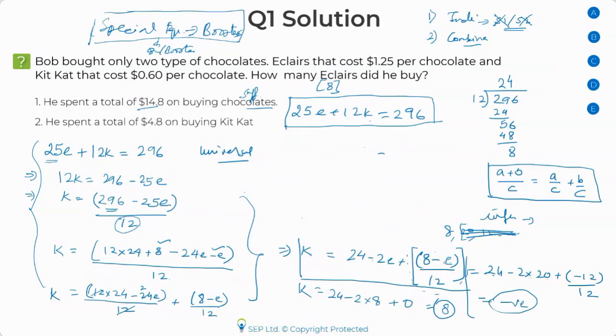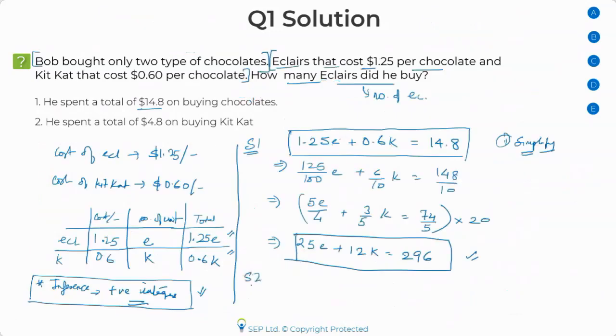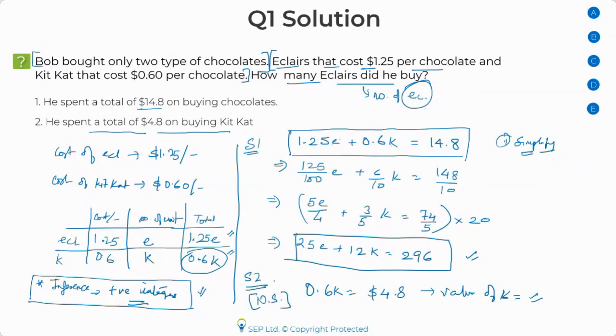I don't see any more questions, so let me go to the second part. Second part is very easy to work with. Let me go to the previous slide, because S2 I can do here. In statement 2, we are only told that he spent a total of $4.8 on buying KitKat. So 0.6K is equal to $4.8. From this, you can find the value of K, but you're looking for the value of E, and that is something you cannot get from statement 2. That is why this statement is not sufficient. The first one was sufficient, and that's why the answer is option A.